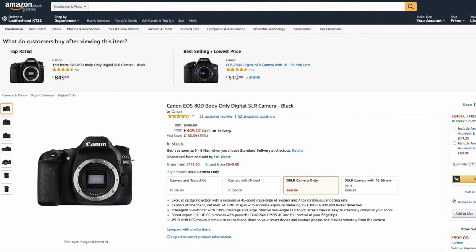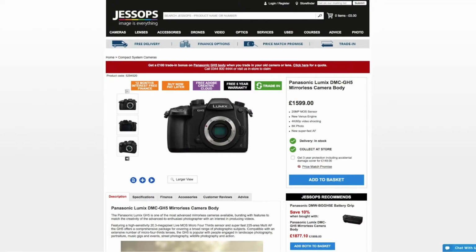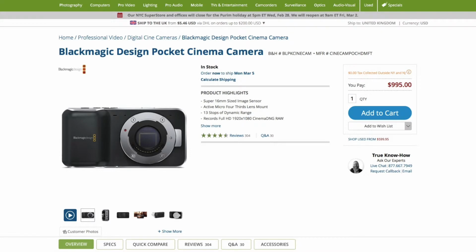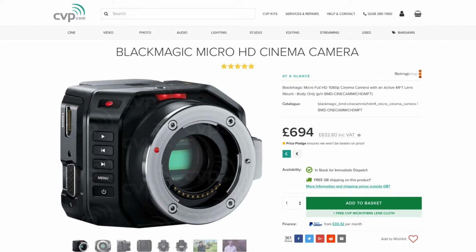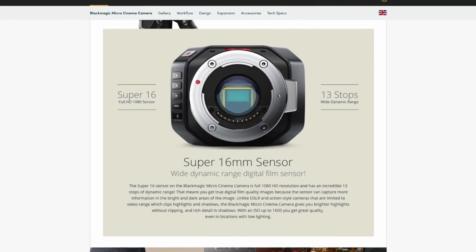APS-C or Super 35, which is what you find in most budget to mid-range DSLRs, has a crop factor of 1.6. Micro Four Thirds, such as the GH5, the GH5S, has a crop factor of 2. And then you have cameras like the Blackmagic Pocket Cinema camera. Actually, that's one of the only cameras I can think of that has a Super 16 sensor, which has a 2.88 crop factor. I suppose there's the Blackmagic Micro Cinema camera too, but they are quite similar. Other than that, not a large number of digital 16mm sensor size cameras out there.